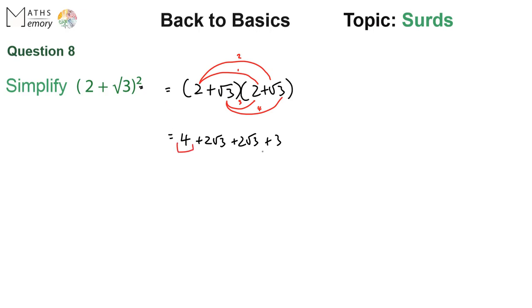So let's separate these numbers. We have a 4 and a plus 3. And all the surd terms, we have 2 root 3 and 2 root 3 again. So if we look at these numbers, 4 plus 3 is 7. And 2 root 3 plus 2 root 3 is simply going to be 4 root 3 over here. So that is your final answer.